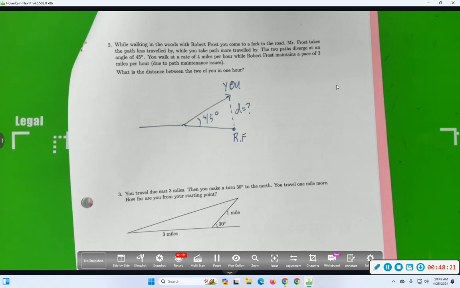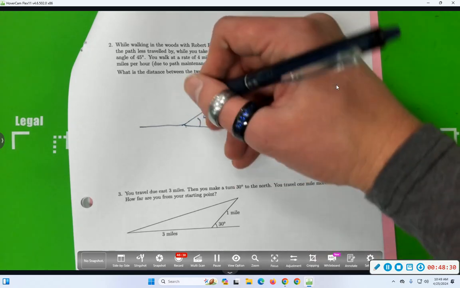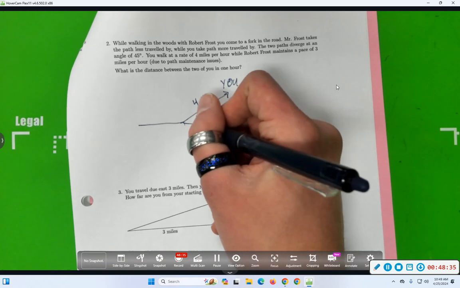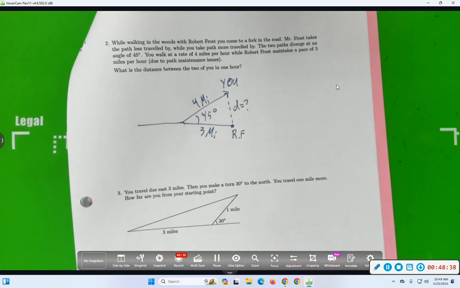Let's hear it. You know the distances because if you're going at a rate of 4 miles per hour and it's been 1 hour, you know that you've walked a distance of 4 miles and Robert Frost has walked a distance of 3. Nice. That seems sensible? And otherwise, if instead I said you walked 45 minutes, you'd have to do some more complicated multiplication to figure out those distances. All right. So I have a triangle where I know at least 3 things, so I know I can figure out the third thing somehow.